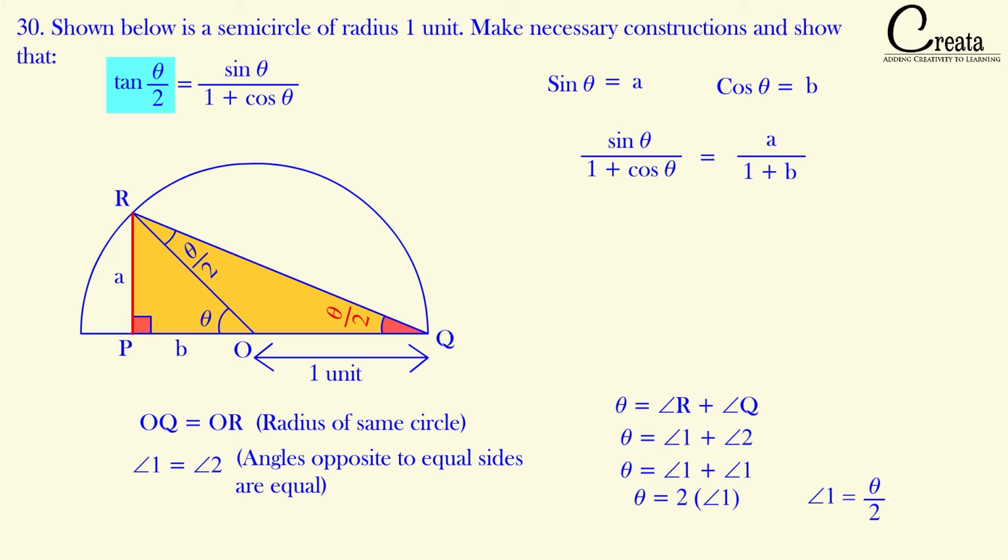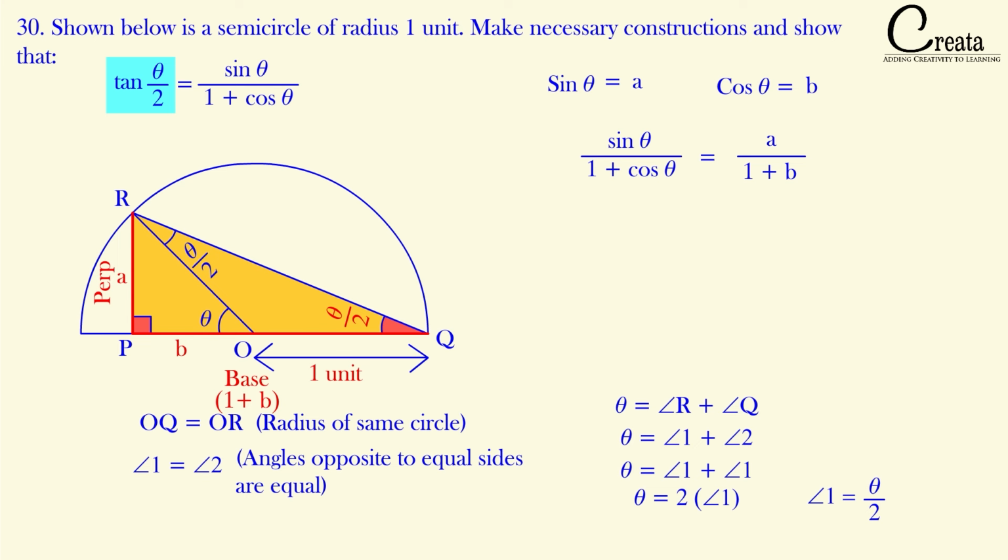So for this triangle, RP is the perpendicular and PQ is the base of this triangle. What is RP? It is A. And what is PQ? It is 1 plus B. OQ is given as 1 unit, and PO is B. So PQ will be equal to 1 plus B.